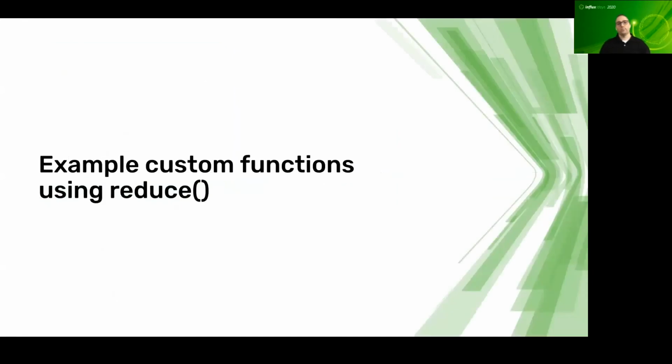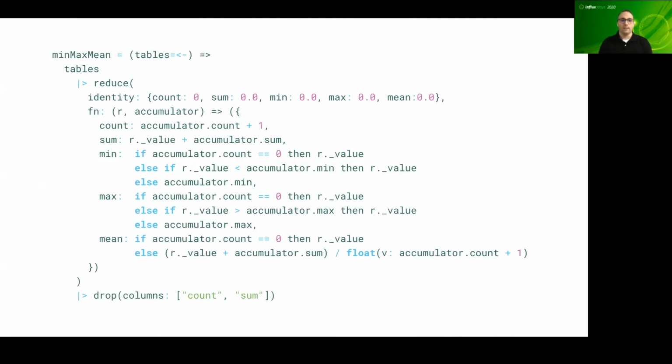So here are some example custom transformations or functions using reduce. This is one we get a lot of requests for: min, max, and mean. This takes the input tables and pipe forwards them into a reduce transformation. In my identity, to determine the min, max, and mean, I need to compare the values using conditional logic.